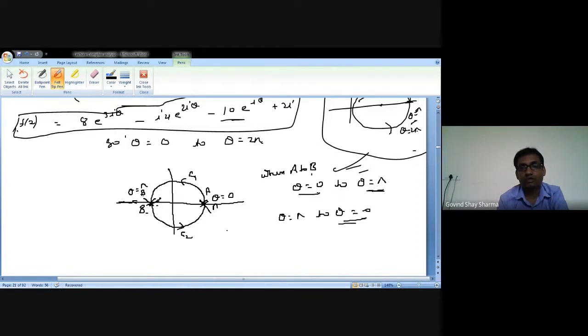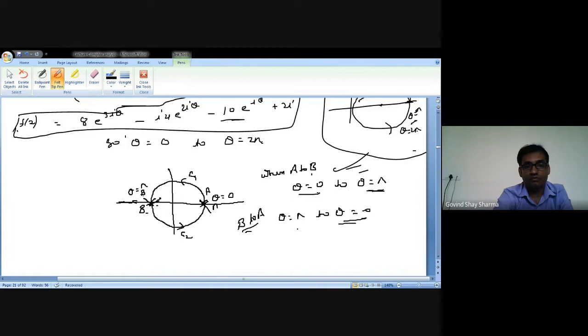So there is a change in the minus sign. This will become B to A, which means pi to 0. Then we take the integration from pi to 0, and it will carry the minus sign. So this is the major concept of this question.